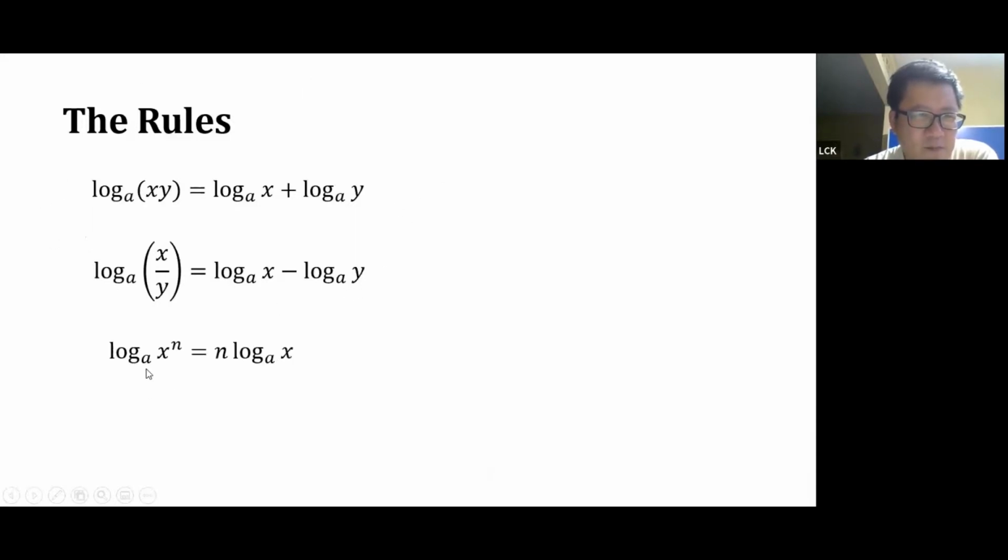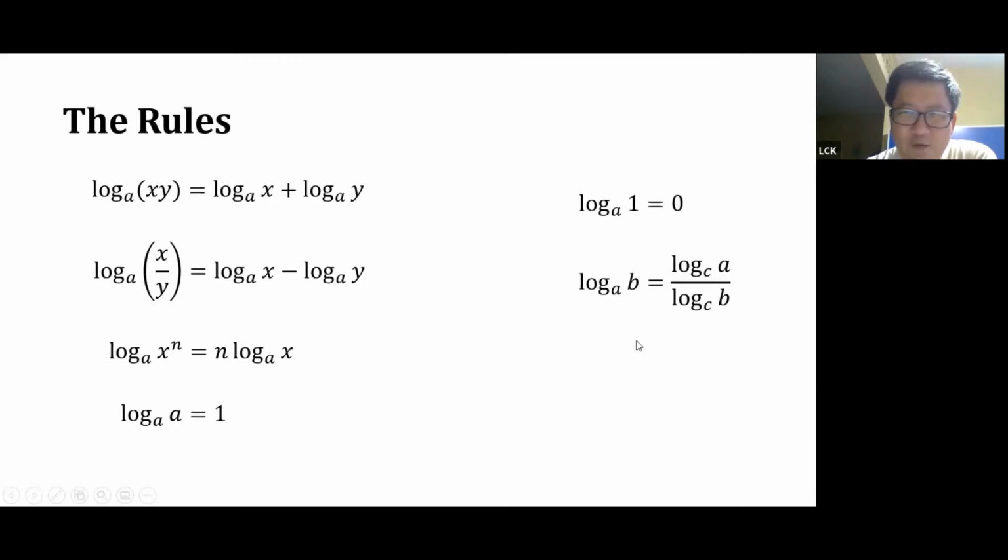There are 6 of them. The third one is this: log to the base a of x to the power of n equals n times log base a of x. This is the third rule, and we'll be using this a lot as well. In fact, all the 6 rules regarding logarithms, we'll be using them over and over again. So these are the first 3. The fourth one is this: log base a of a is simply equal to 1. And this is the fifth one: log base a of 1 equals 0.